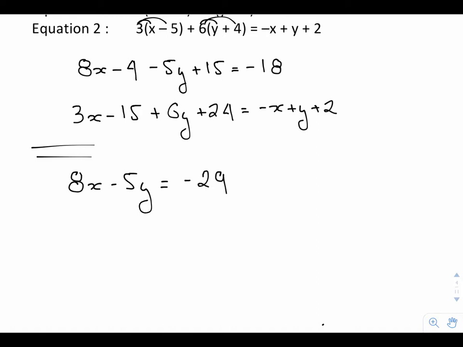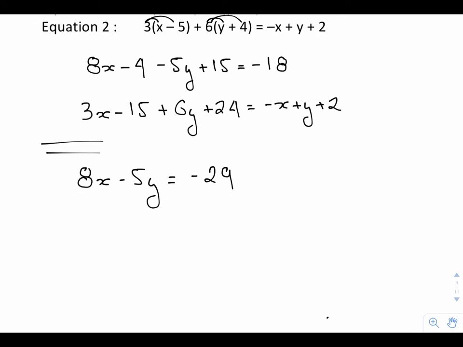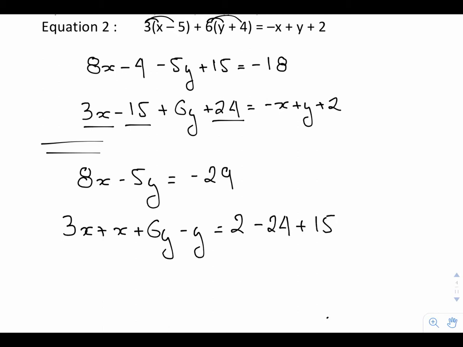Now my second equation, I'm going to bring my like terms together. So I have a 3x here, and the negative x will give me 3x plus x. Positive 6y and positive y on this side will give me positive 6y minus y. Again, these two terms are changing signs because I'm bringing them to the other side of the equation. Finally, I have my coefficients, so I'll have 2 minus 24 plus 15, minus 24 plus 15.